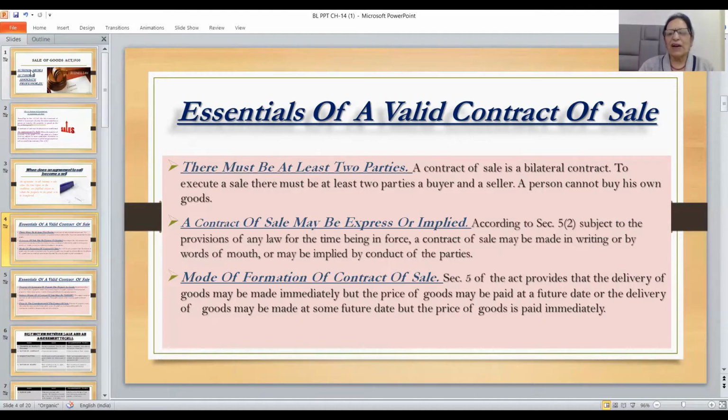Section 5 provides the mode of formation of contract of sale. The goods may be delivered immediately, but the price may be paid at a future date. Or the delivery of the goods may be done at a future date, but the price of the goods may be paid immediately. Or the price may be paid in installments. Similarly, the goods can also be delivered in installments.